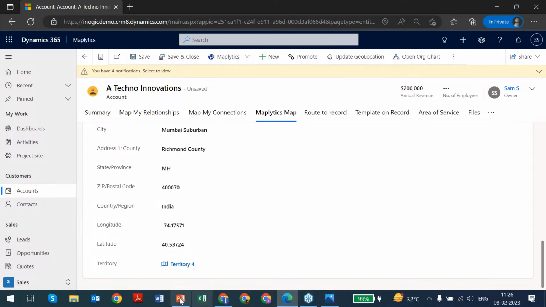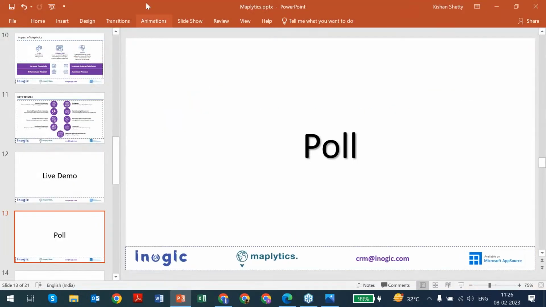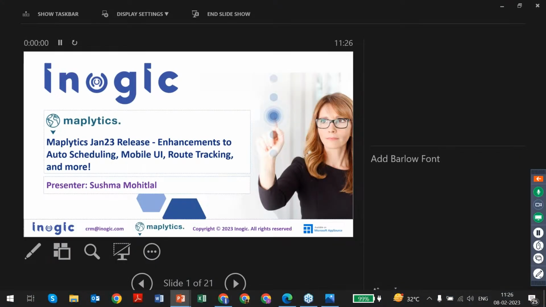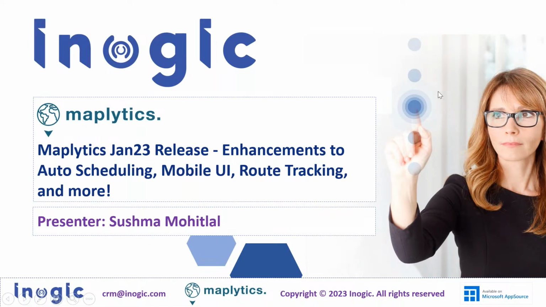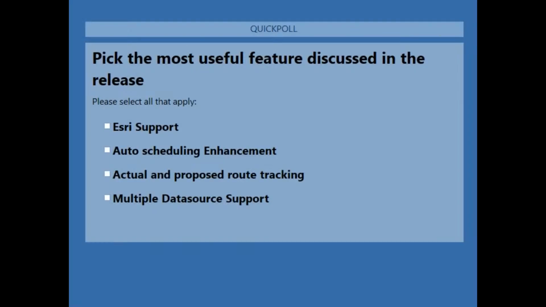And here, let me go back to my slide. I have a little poll that I have created for the respective features that we have added. So let me just start a poll, and you can select the feature that you see as the most important and most useful for your organization. So I'll be waiting for a few seconds.